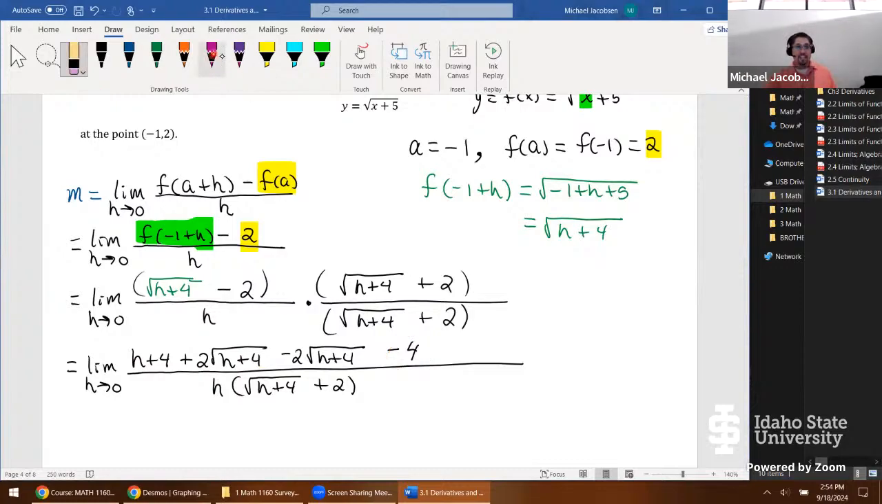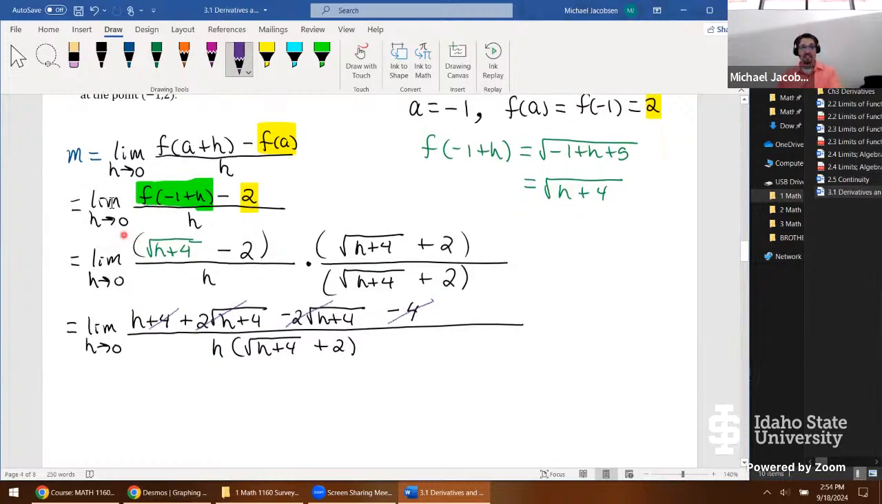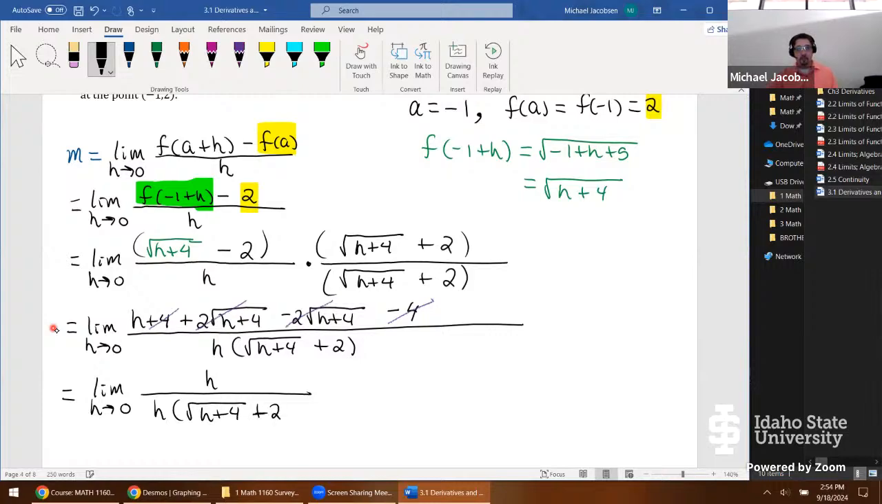So let's put in these cancellations. Positive 4, negative 4 are gone. The roots in the middle have opposite signs, so they go away. All that's left is that h. If you canceled it right here, no harm done. But I'll take that extra step just to make the notes a little bit more readable. We're landing on limit as h goes to 0 of just h above, all of which is divided by h times the root of h plus 4 plus 2.